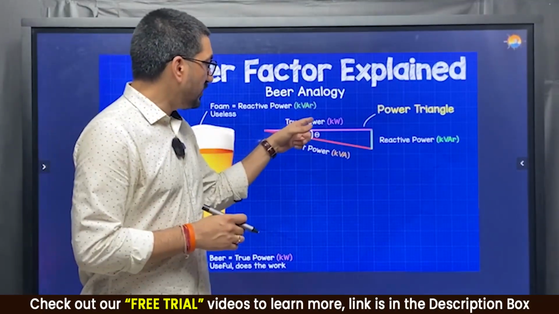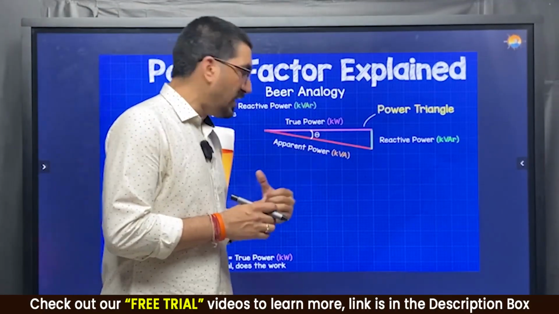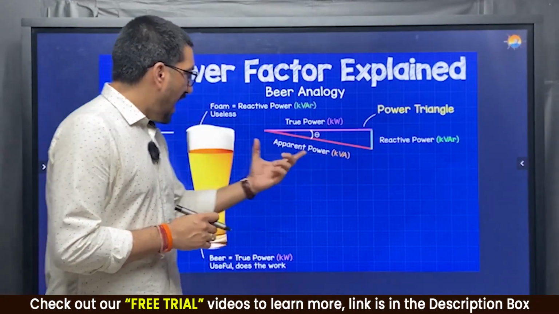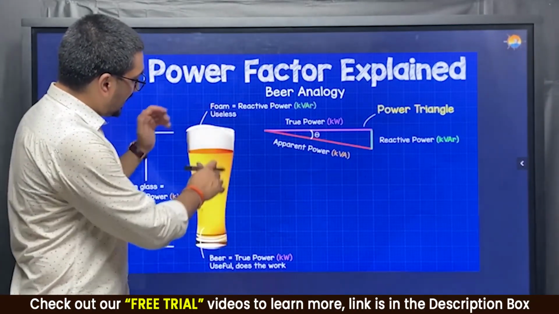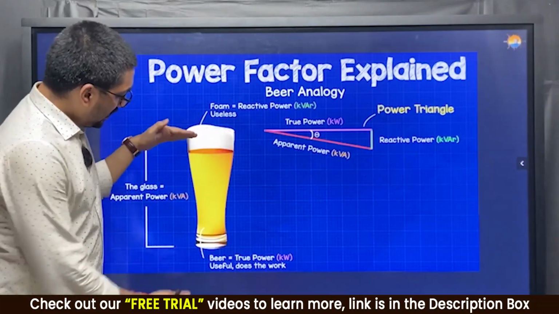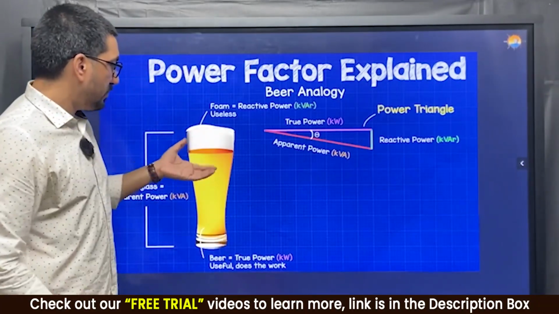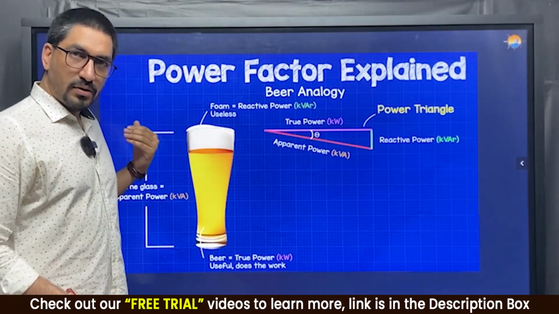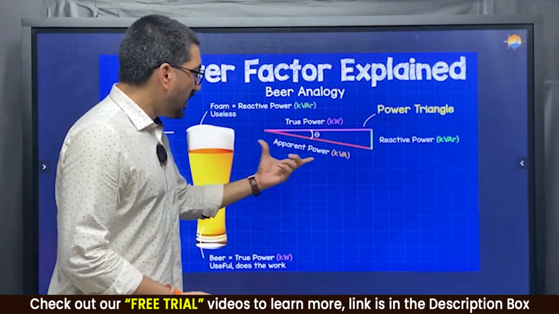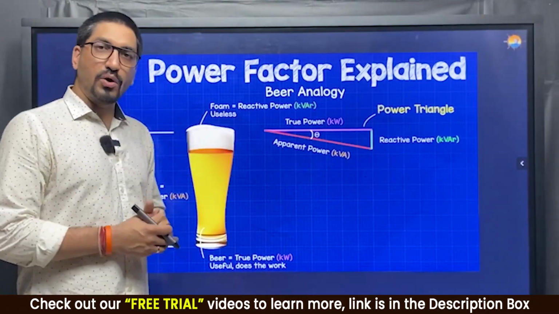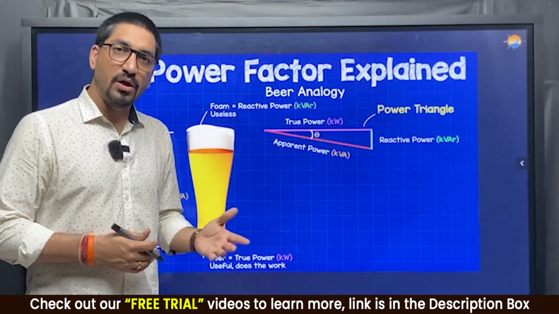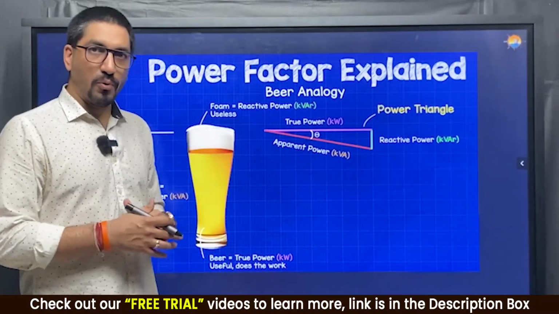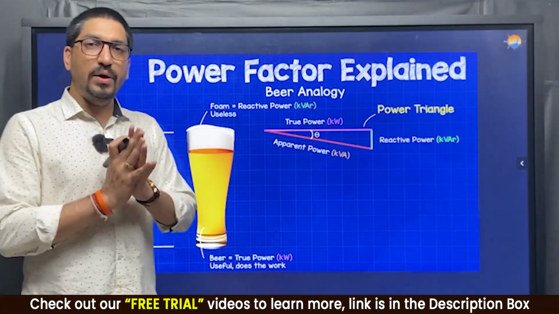But if this is leading to fuel consumption, then why are we bothered about apparent power? See, the problem is I can only fill this glass till this point. However, this much is used up by the customer. This is not. This comes back to me. So the apparent power is also limited, my alternator cannot provide more than certain apparent power, because otherwise this glass will overflow. Same is the case with alternator.